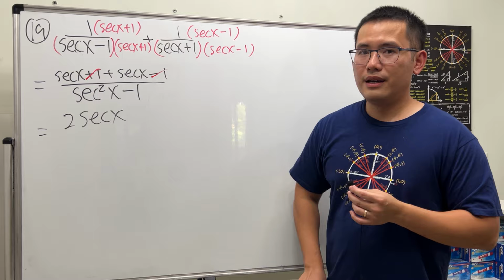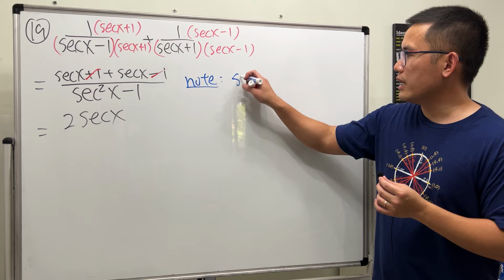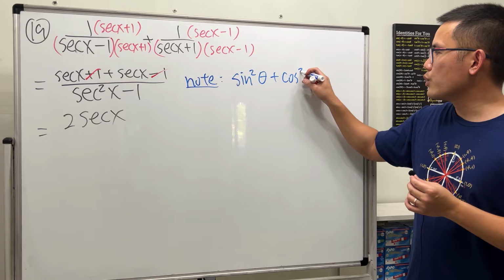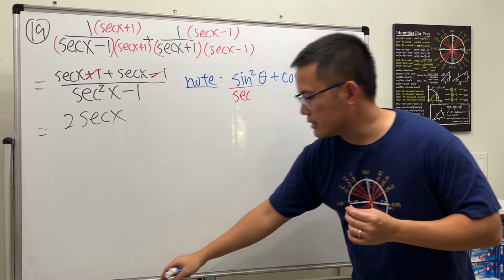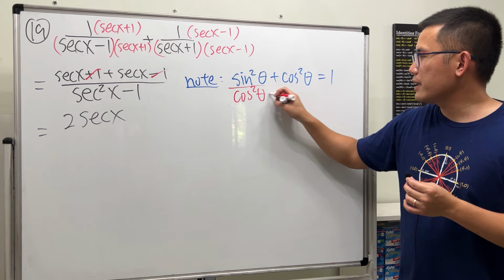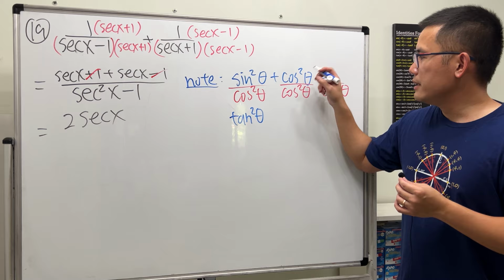Well, let's have a look. Note, this is pretty similar to the Pythagorean identity, but let's take a look at the original version, which is sine square theta plus cosine square theta is equal to 1. But I want to take a look at the secant, so let's divide everybody by cosine square. That's how we can produce secant, right? Divide this by cosine square theta, and let's also divide this by cosine square theta. And we will just get tangent squared theta, this is 1, and this is secant square theta.